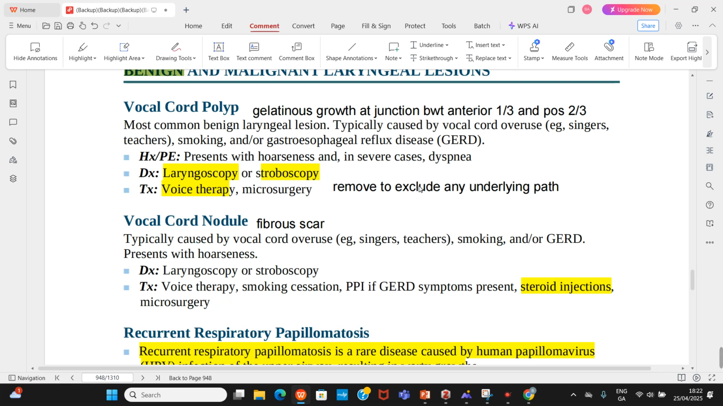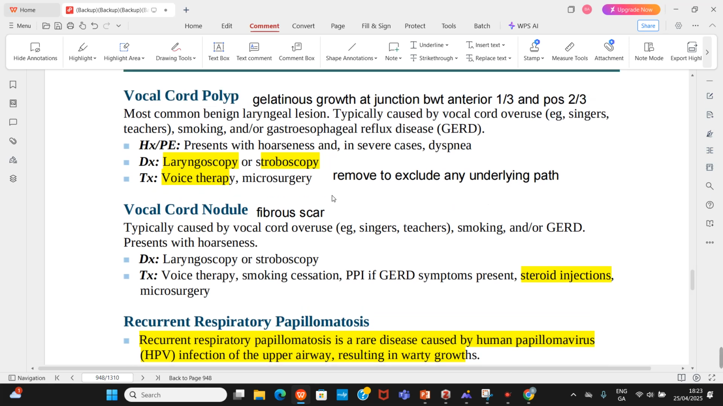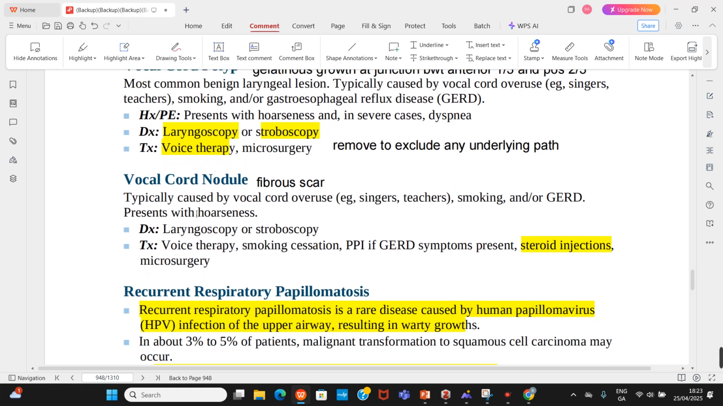They present with hoarseness of voice, and in severe cases they can have dyspnea. They do laryngoscopy or stroboscopy to see the frequency of the vibration of the cords. The mainstay of treatment is to encourage voice therapy and do a microsurgery to remove the polyp. The same thing for nodules. Both are the same. You do your laryngoscopy, stroboscopy, encourage voice therapy, encourage smoking cessation, and put in steroids or microsurgery.